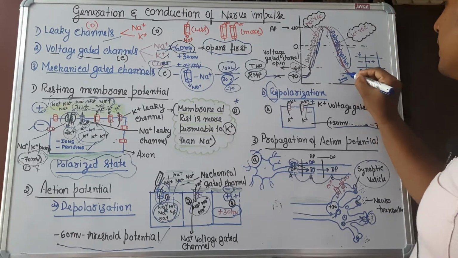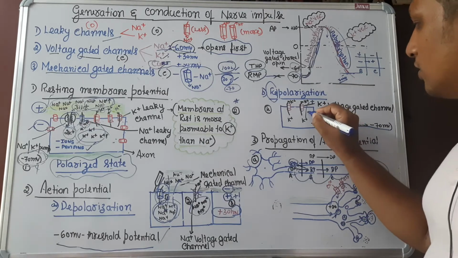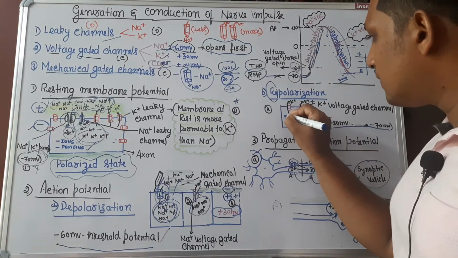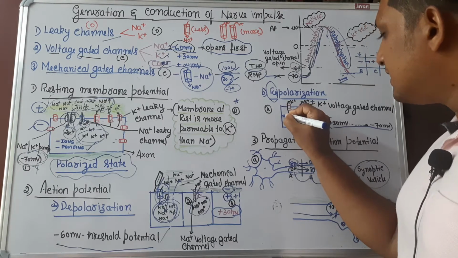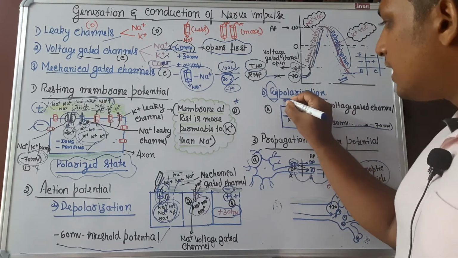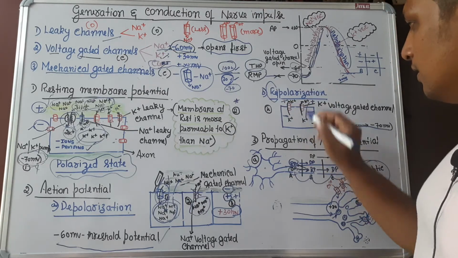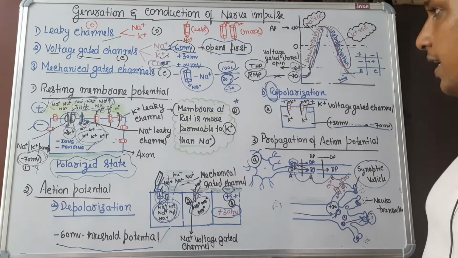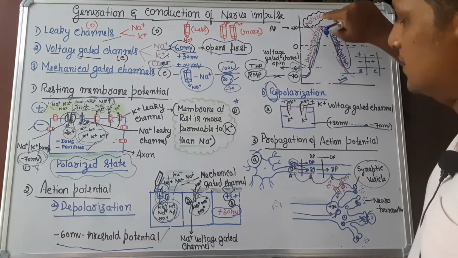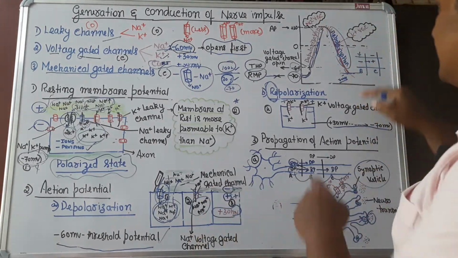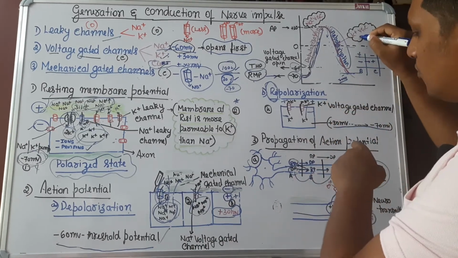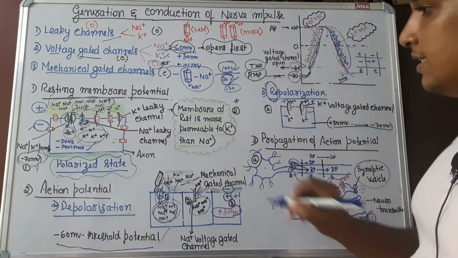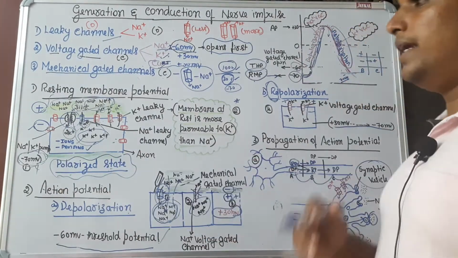Again, resting membrane potential is reached. Hence, inside the axoplasm minus is regained, outside again it will become plus. So polarization is regained, hence it is known as repolarization. You have to remember, depolarization is because of the sodium voltage gated channel, repolarization is because of the potassium voltage gated channel. When minus 70 millivolt is reached, the sodium potassium pump starts operating again.